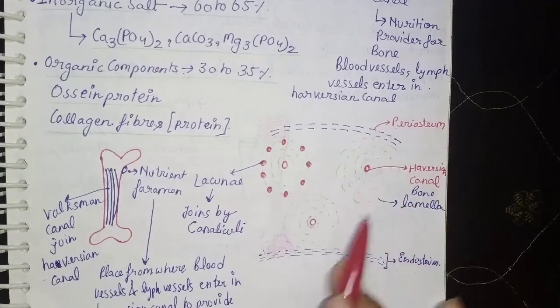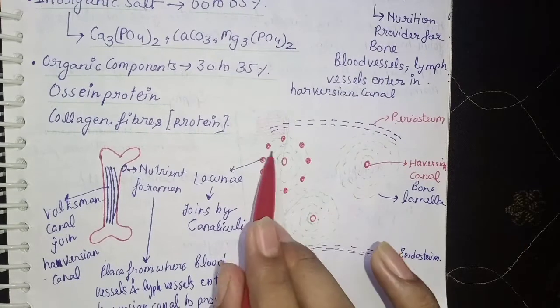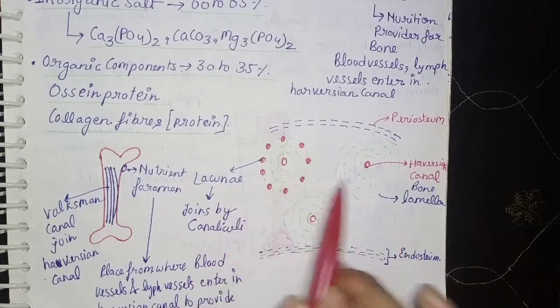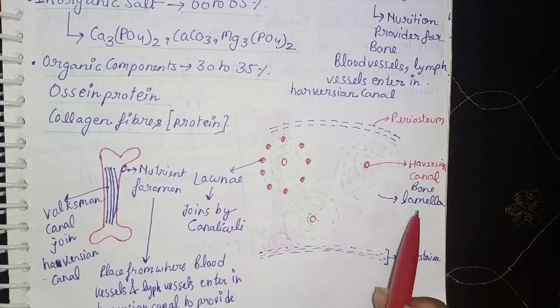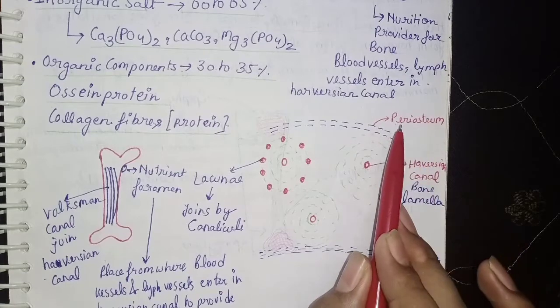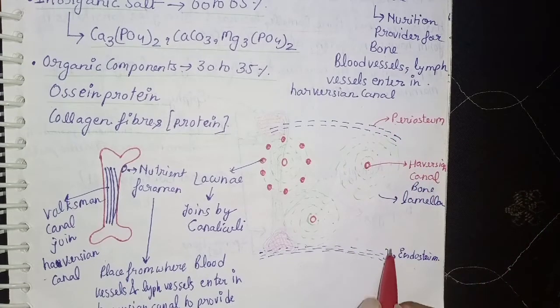So as you can see, the TS of a bone. In this you can see the lacuna joined by the canaliculi. So this is the canaliculi, and Haversian canal is present, and also you can see the lamella, and also you can see the layer of bone that is periosteum and the internal layer that is endosteum.